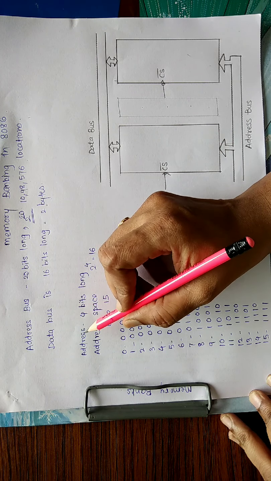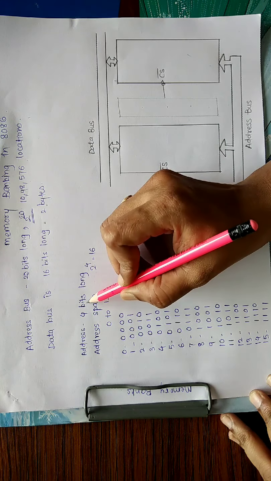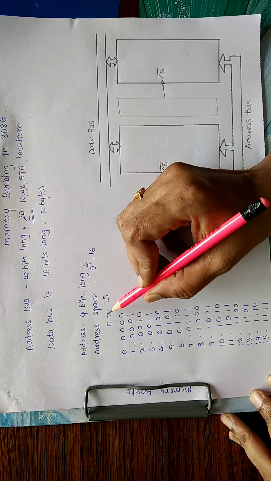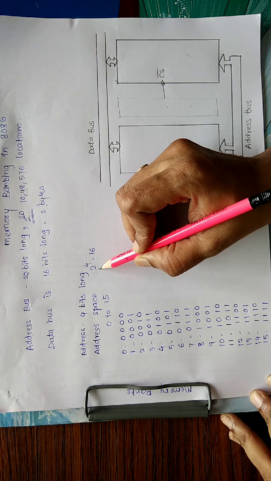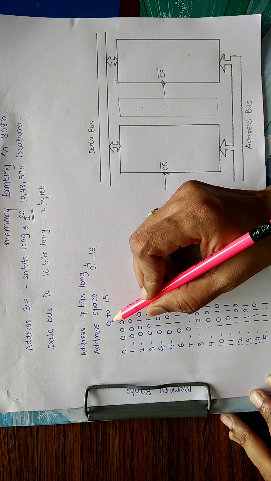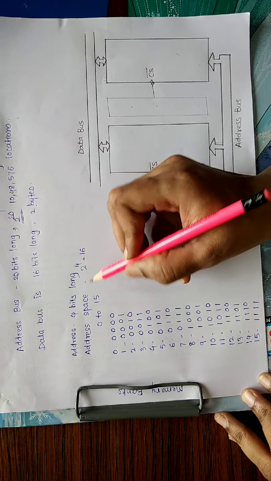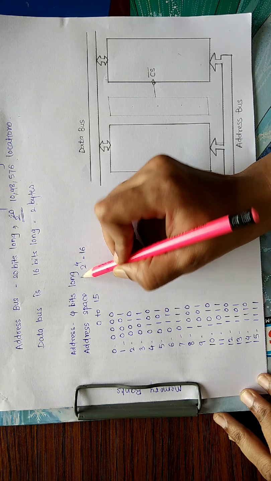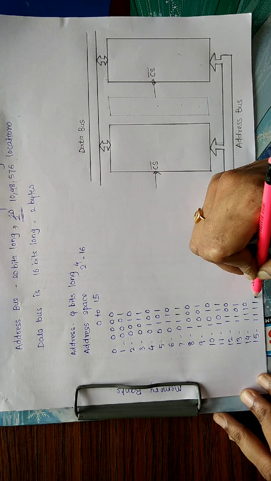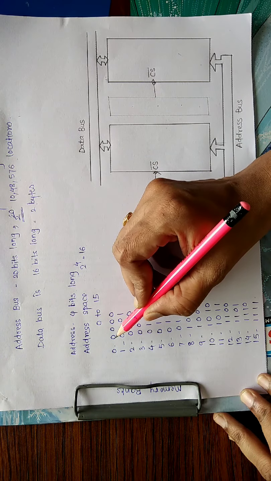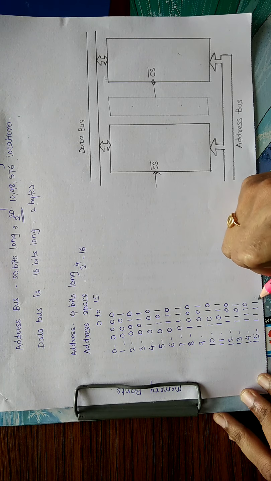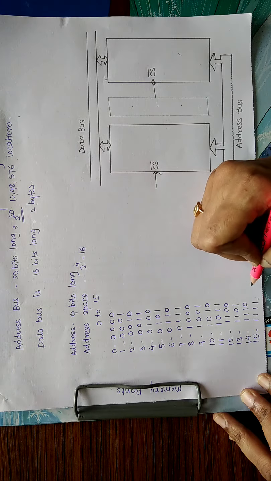Now for the sake of understanding, we will consider the address to be 4 bits long. So a 4 bit address provides an address space of 2 raised to 4, which is 16, and the addresses are from 0 to 15. Since the address is 4 bits long, these addresses are represented in binary using a nibble, or 4 bits: 0000 to 1111.